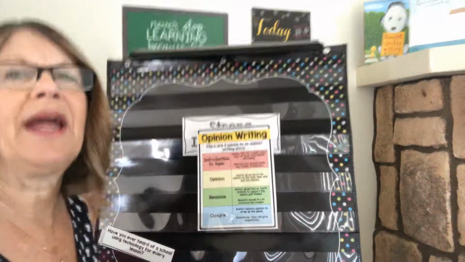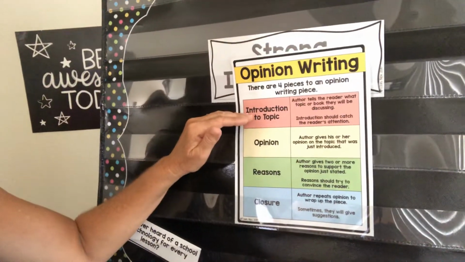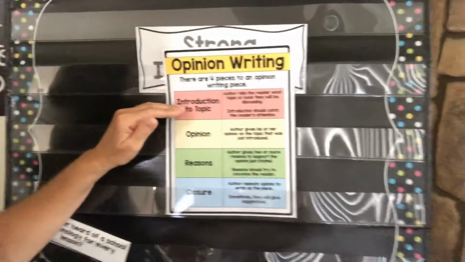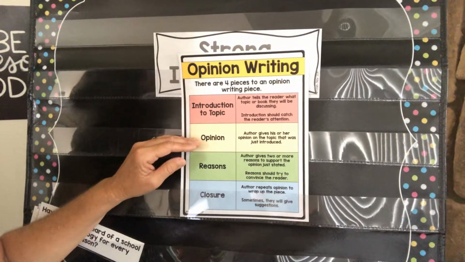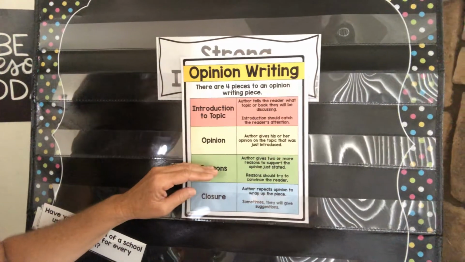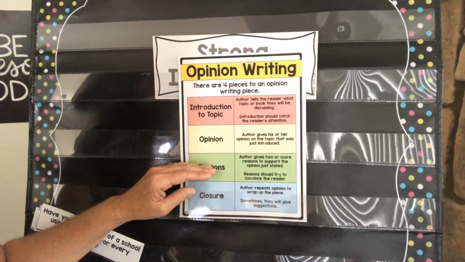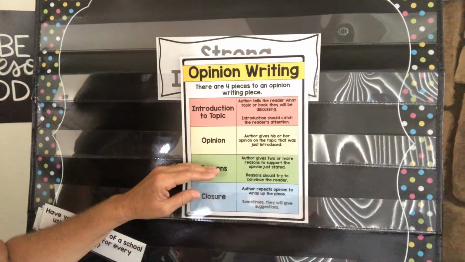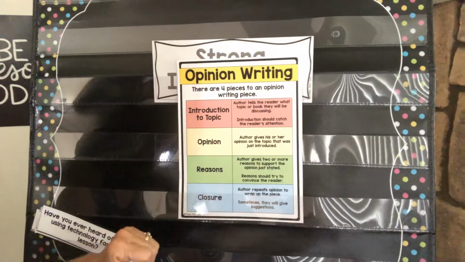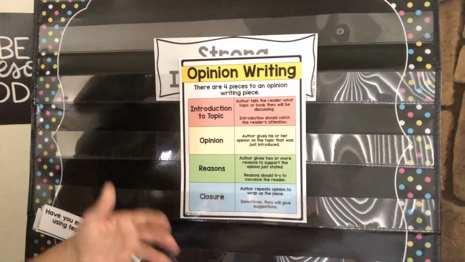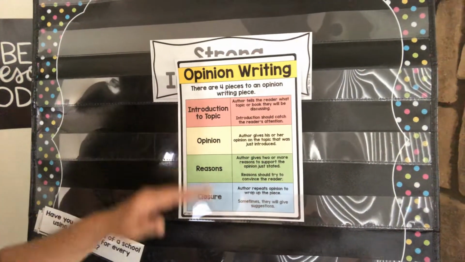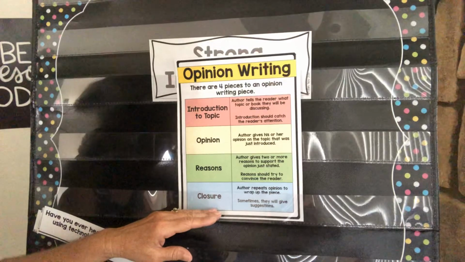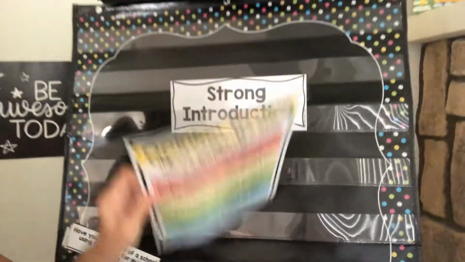In opinion writing, we have learned that we need an introduction, but that is not our opinion. We state our opinion after the introduction, and then we give at least 2 reasons why that is our opinion. Remember, we learned last week that reasons should try to convince the reader why your opinion is so important. And then just like with any piece of writing, we need to have a conclusion at the end.